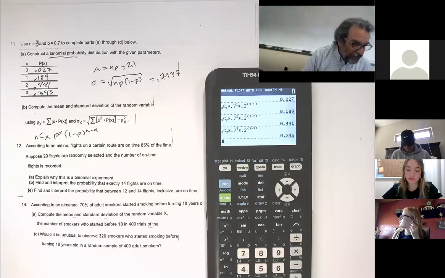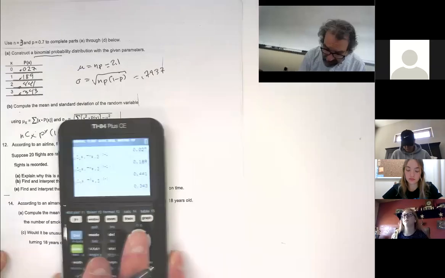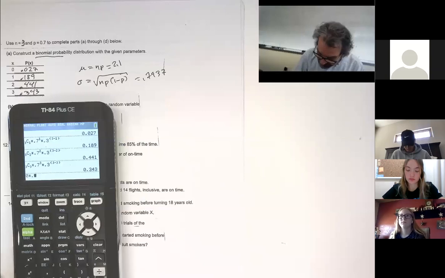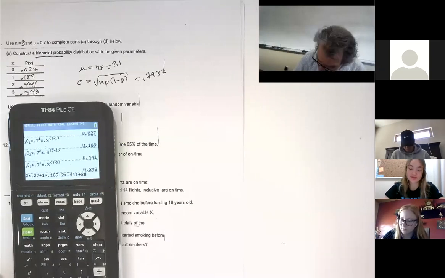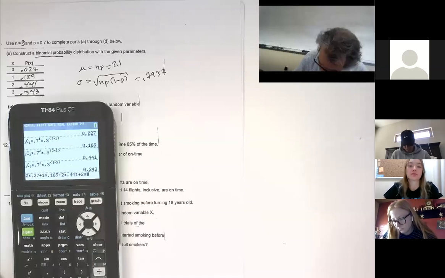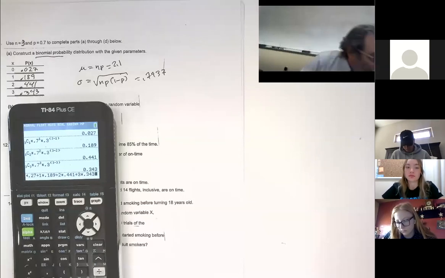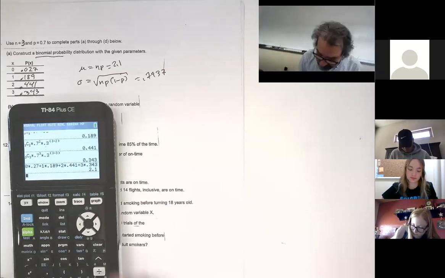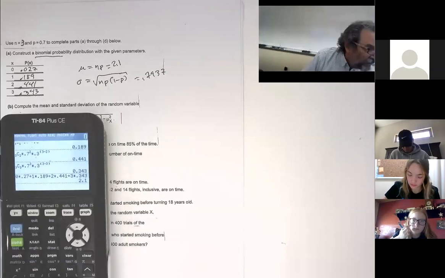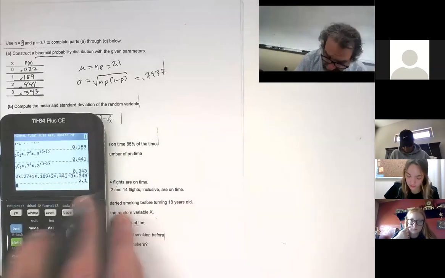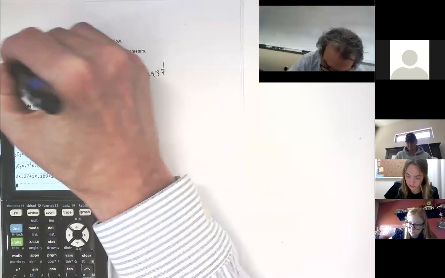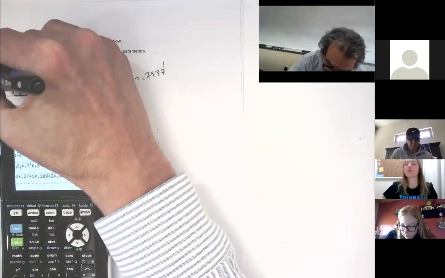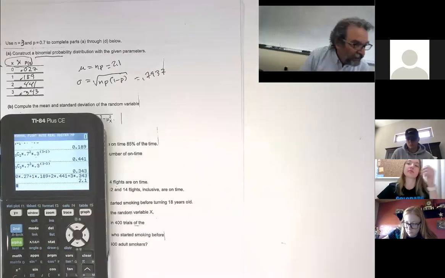So we're going to compute the mean. It's X times P of X. So 0 times 0.027 plus 1 times 0.189 plus 2 times 0.441 plus 3 times 0.343. If I typed everything right, we're going to get 2.1. Yay. So there is the summation of x times p of x. Mu is the sum of x times p of x.